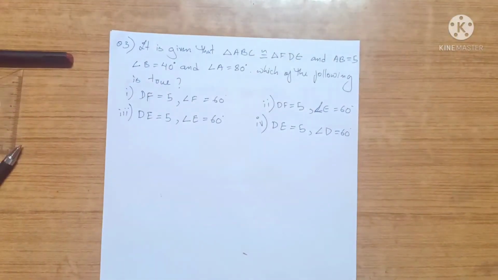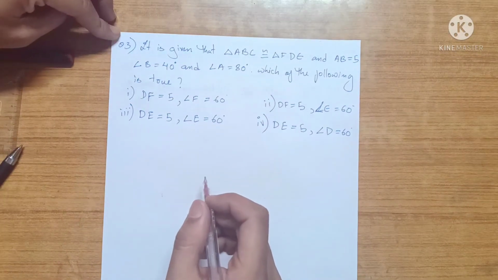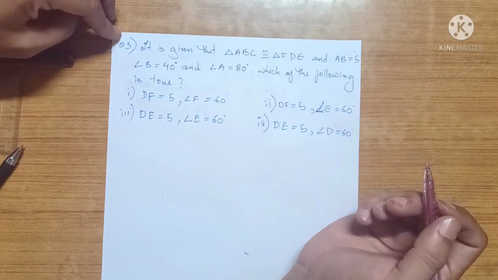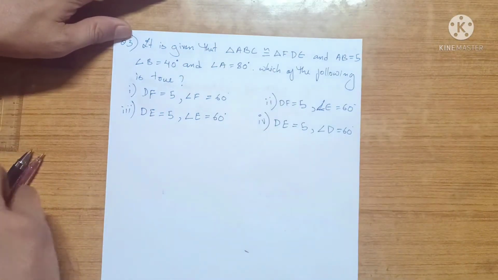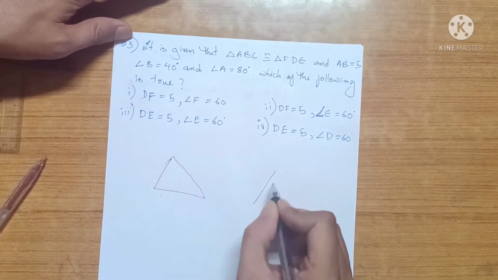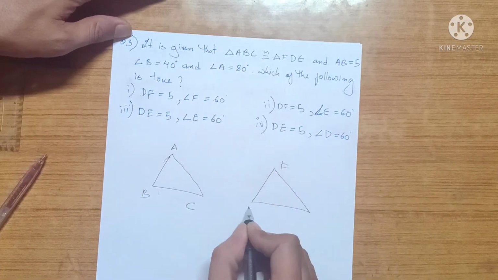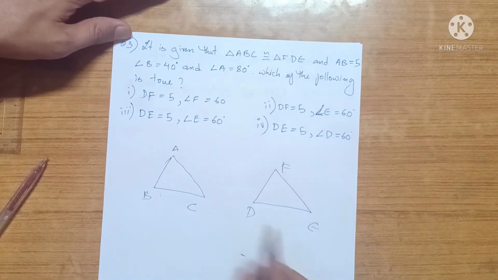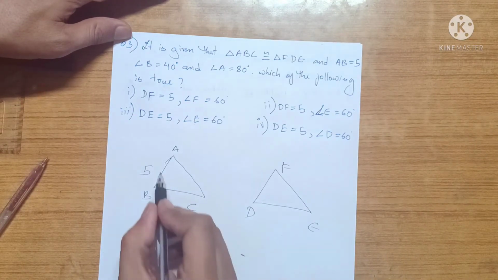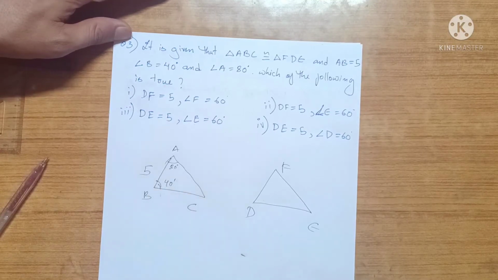Now let's try the next question. It is given that ABC is congruent to FDE. So let's draw ABC and FDE, and AB is 5 centimeter and angle B is 40 degrees and angle A is 80 degrees. So which of the following is true?